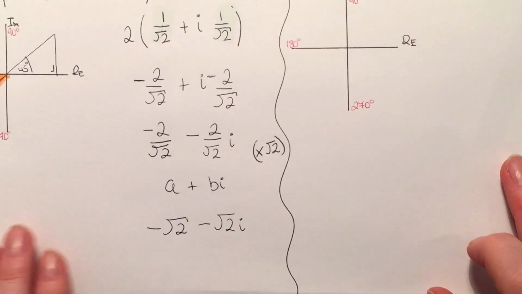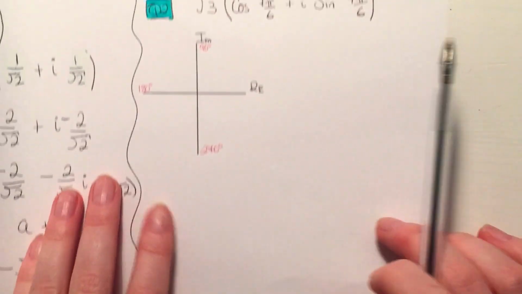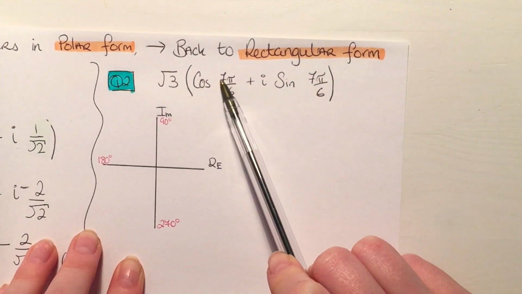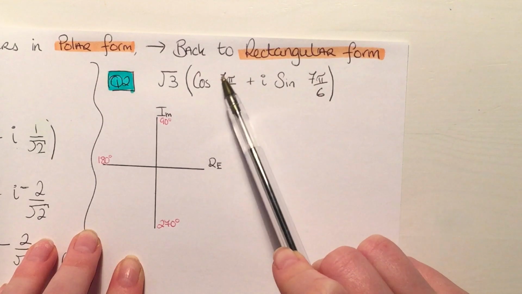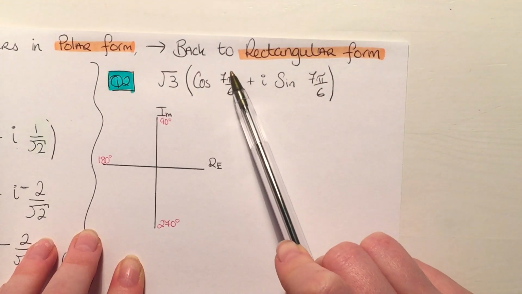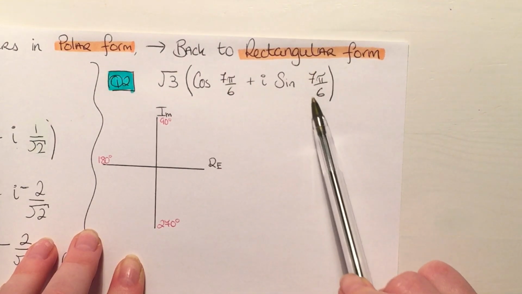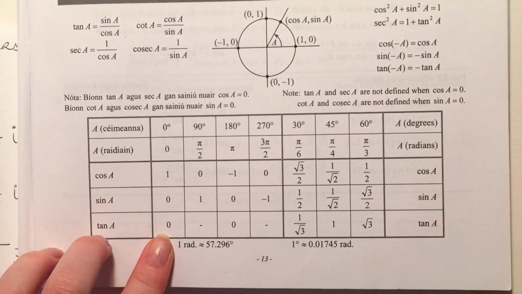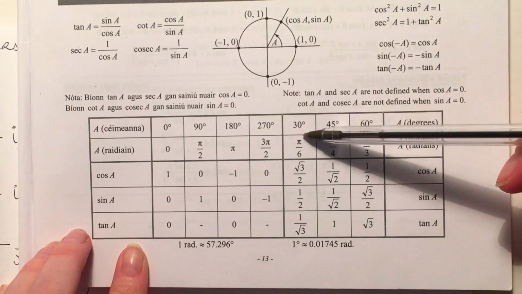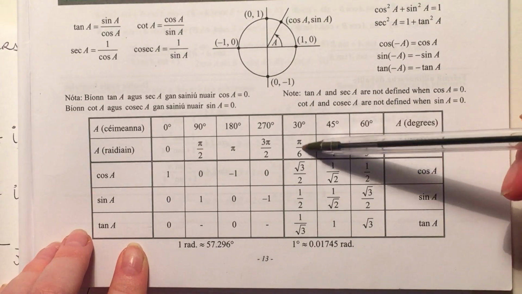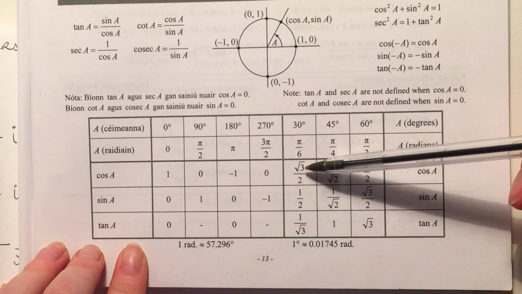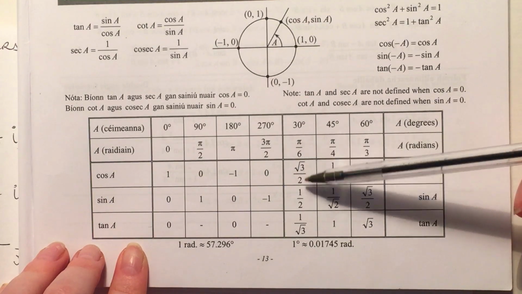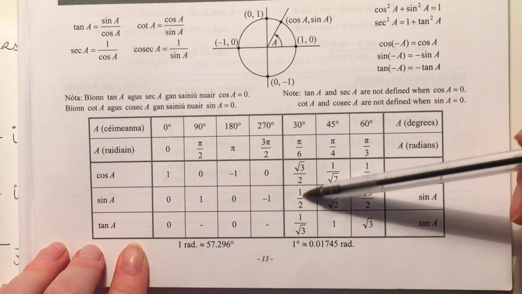Okay, so we'll do another one. Here we've got cos 7 pi over 6. Now remember, that 7's a multiplier. We're looking for the pi over 6. So again, I'm going straight here, looking to see if I have, and we do, pi over 6. So I can now replace cos of a with root 3 over 2 and sine of a half.